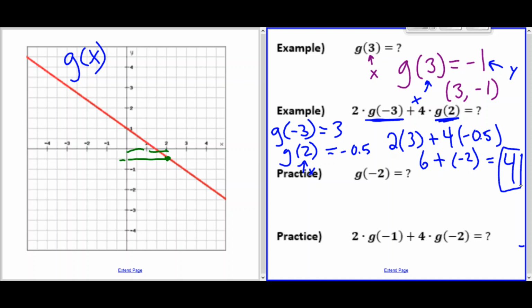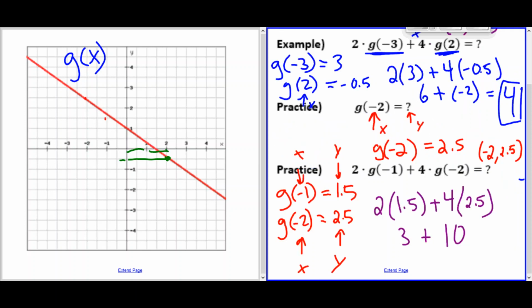So pause the video, and I want you to try the next 2 where it says practice. Hopefully you took a minute and you tried those 2. I put the answers here.